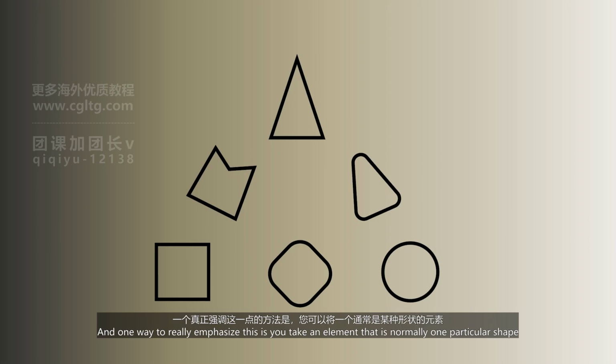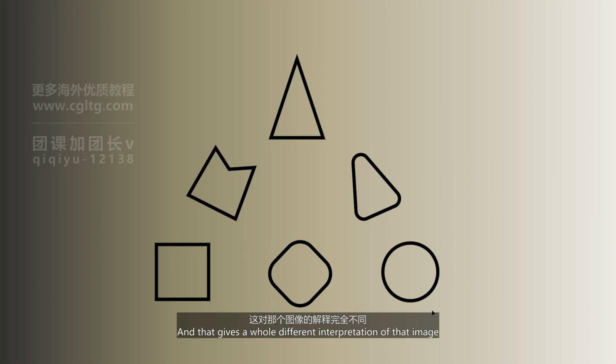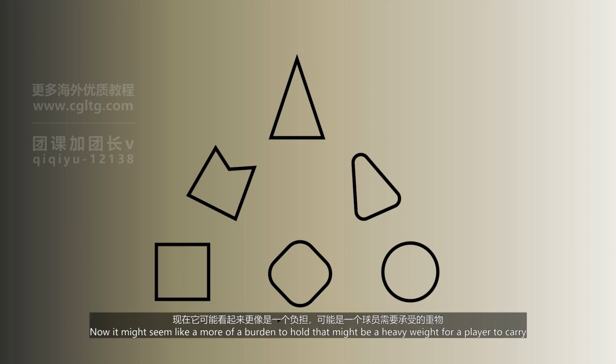And one way to really emphasize this is you take an element that is normally one particular shape, like maybe a ball that would normally be circular, and if you make it a bit angular, you add some square design language, it would stand out and make you think, oh, that basketball, for example, isn't round, it is really angular for some reason, and that gives a whole different interpretation of that image. You're going to see it as more maybe abstracted and see it less as a free-flowing object that is going to bounce around easily between people. Now it might seem like more of a burden to hold, might be a heavy weight for a player to carry.